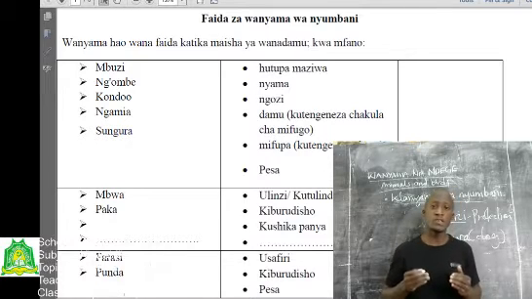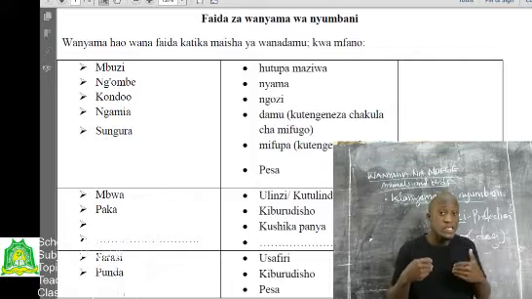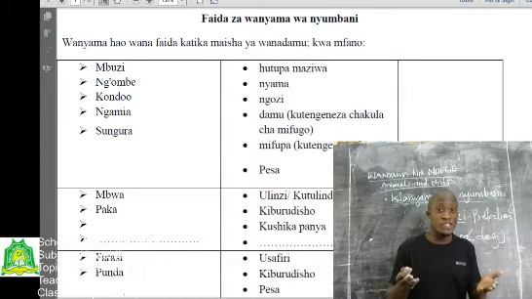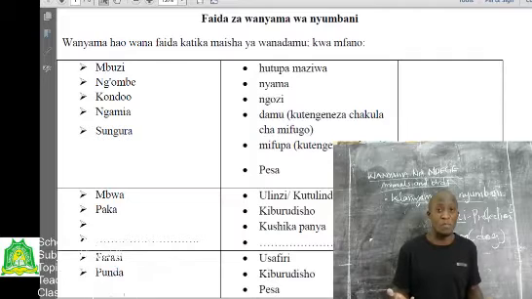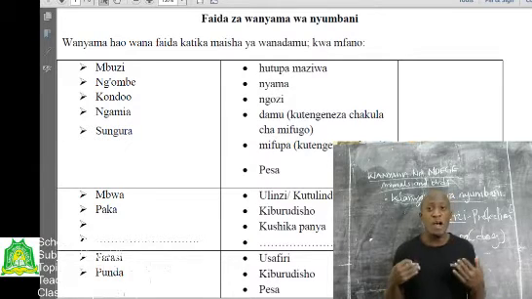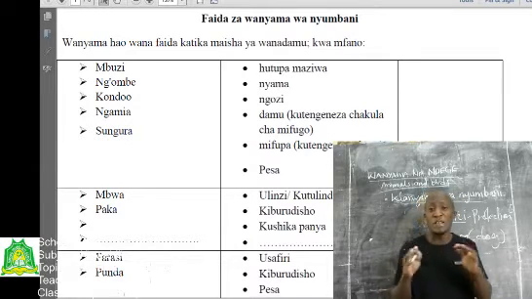Kiburudisho. These animals are entertainers. They entertain us. Very many of you have dogs and cats at home. You play with them, and at the end of the day, you are entertained. Yes, you become joyful. Those animals are very jolly.